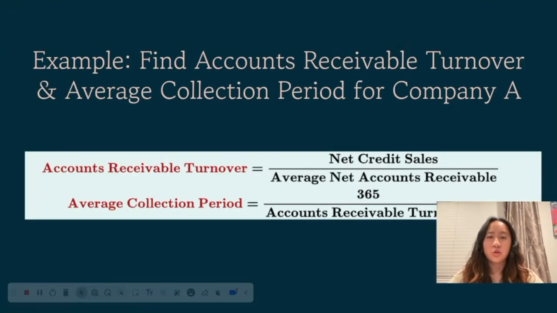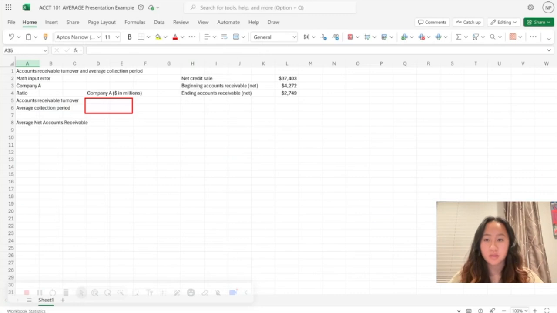So to show you an example of how to use the average function, we're showing you with finding accounts receivable turnover and the average collection period for company A. So we see that the equation is accounts receivable turnover equals net credit sales divided by average net accounts receivable, and then average collection period is 365 days divided by accounts receivable turnover.